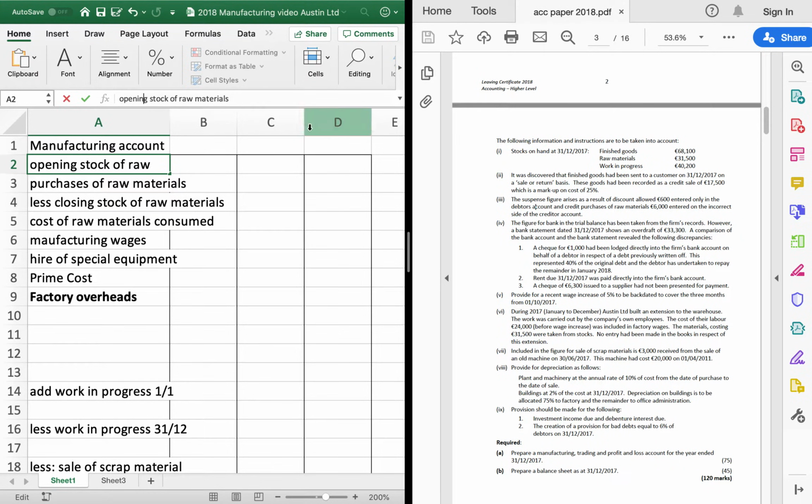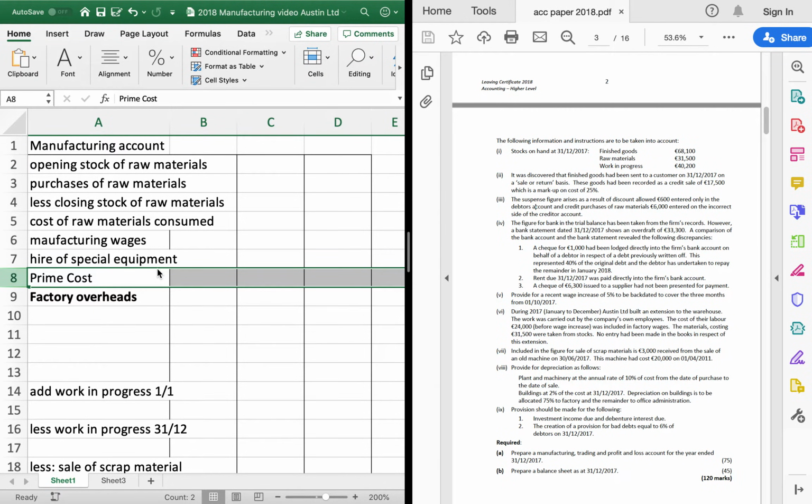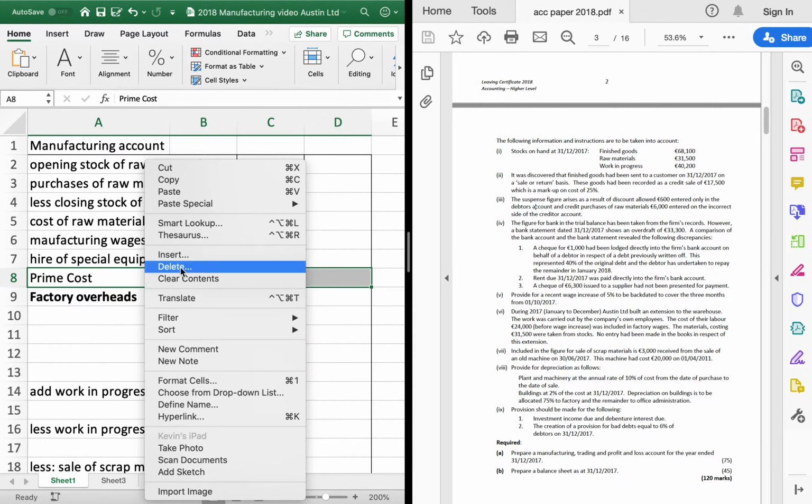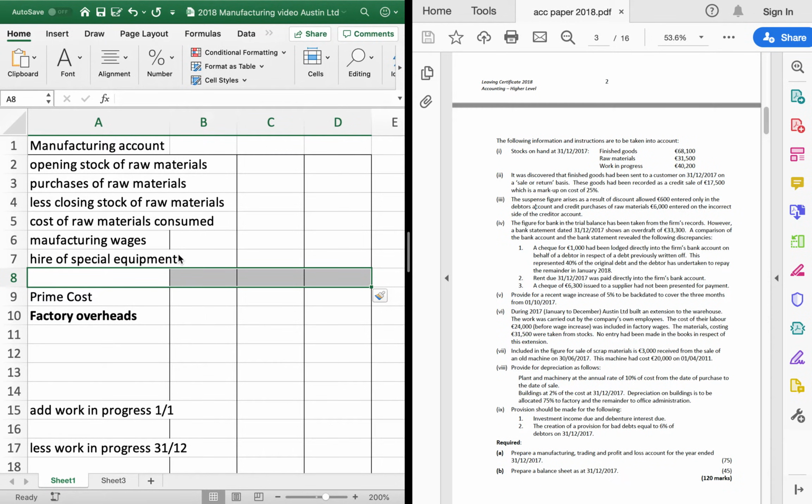So you need to know this skeleton. It's quite straightforward. It's opening stock plus purchases minus closing stock, plus your two prime costs, which are manufacturing wages and hire of special equipment. And if there are royalties that we have to pay, and I'm pretty sure there are in this one, they go in there as well. I'm not sure if you would lose marks if you put royalties in as a factory overhead, and the thing will still balance regardless of where you put it. But if there are royalties, they go in here.